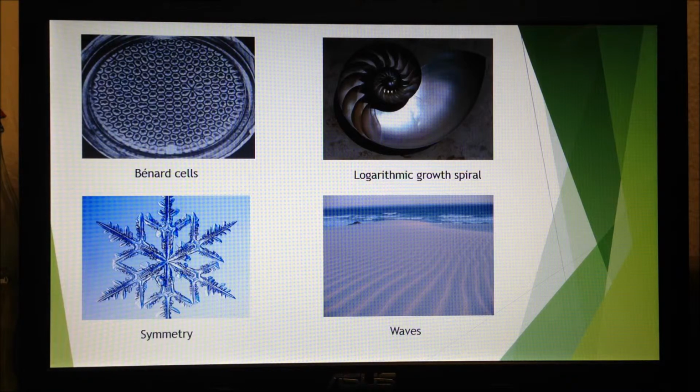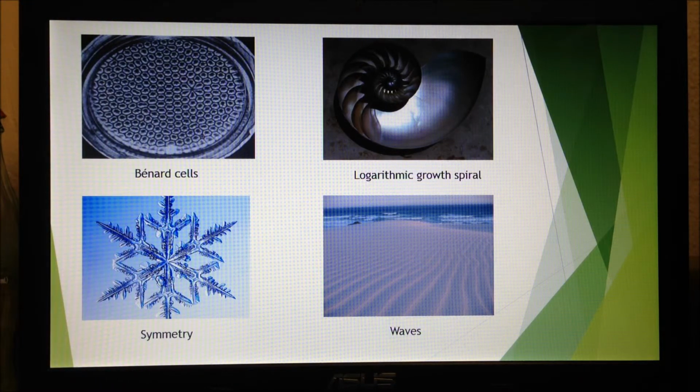Alright, so the main thing that I learned from the lecture was that patterns in nature can be broken down into basic physics or math principles. So pictured here are Bénard cells, which are the result of convection. This is the shell of a nautilus, which shows logarithmic growth. Here's a snowflake, which is a really good example of symmetry. And then these are ripples in sand that are an example of mechanical waves and the transfer of energy from the wind to the sand.